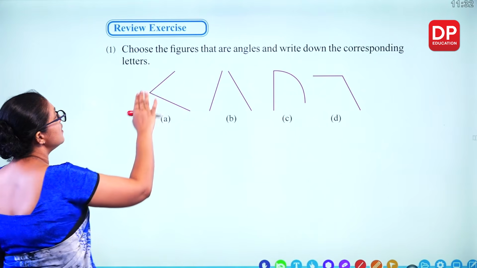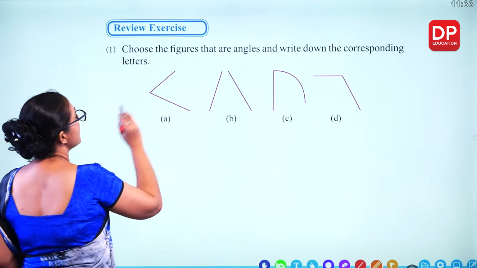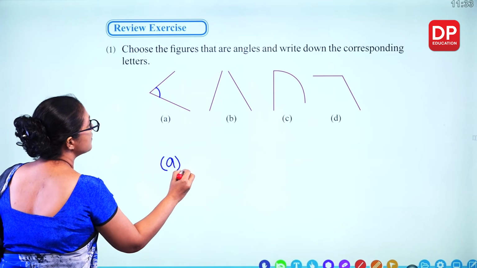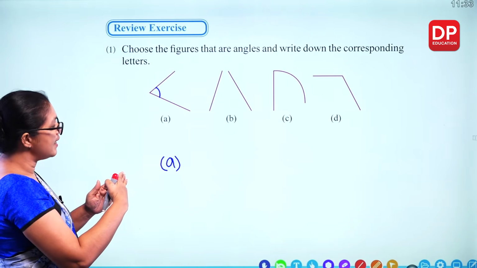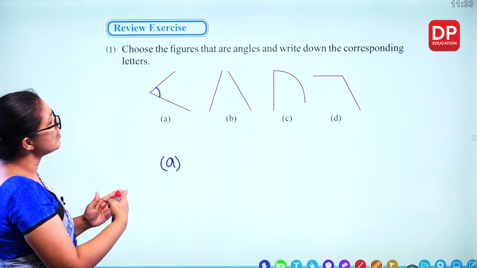So here, two arms connected to each other, you get an angle. So this is an angle. So A is an angle. B, just two straight lines, not connected, not intersecting, the two arms. That's not an angle.